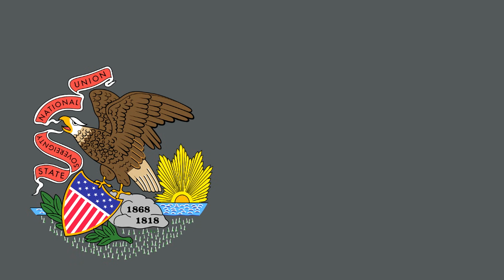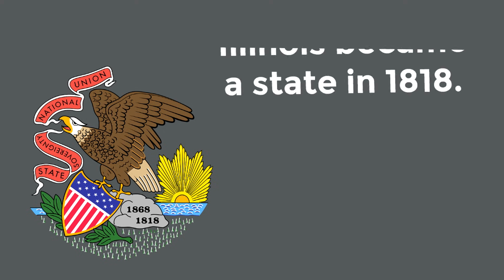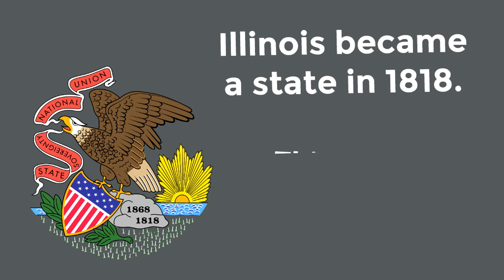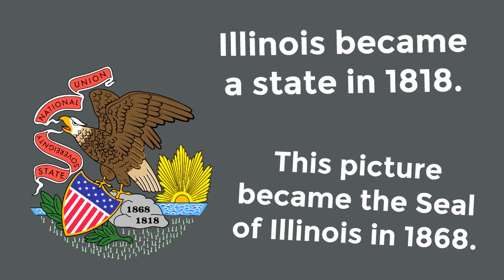Now you may have noticed there are 2 years in this seal, 1818 and 1868. Those 2 years are very special to the people of Illinois. You see, Illinois became a state in 1818. And this picture of the eagle became the seal of Illinois in 1868.